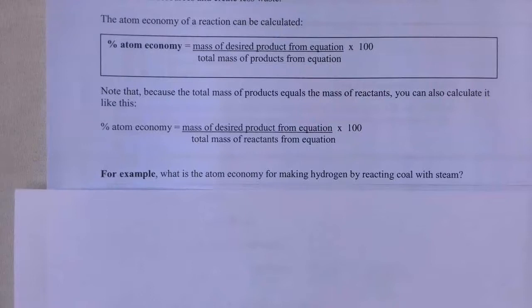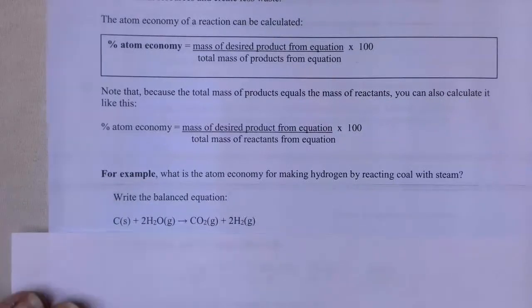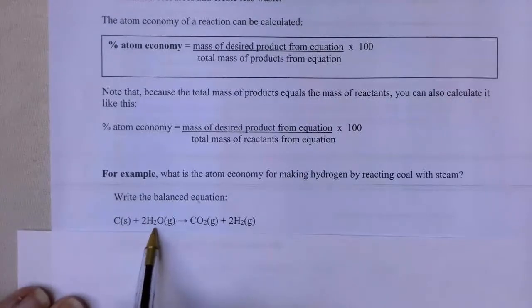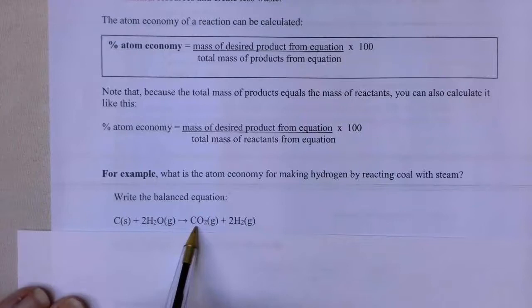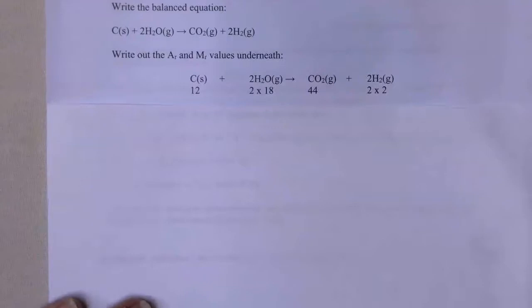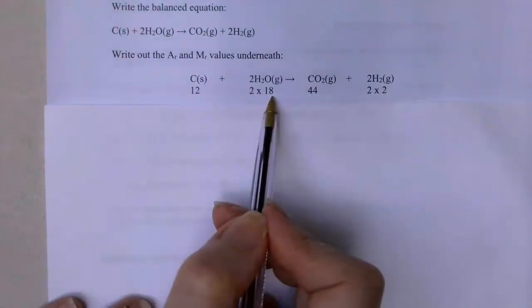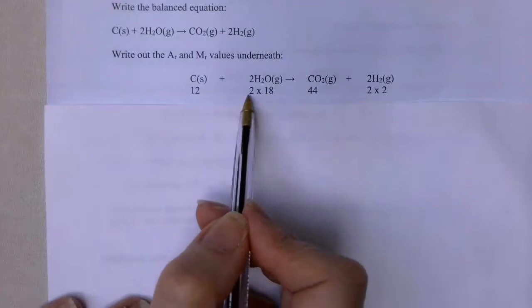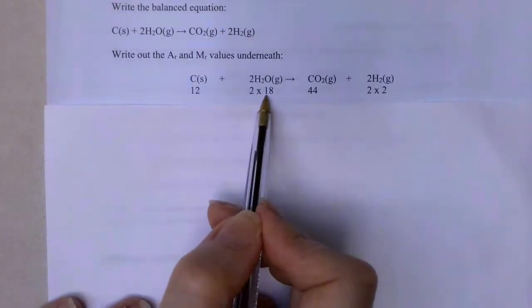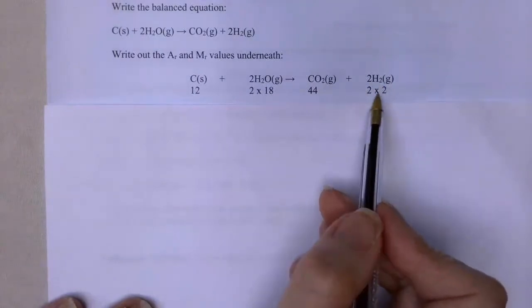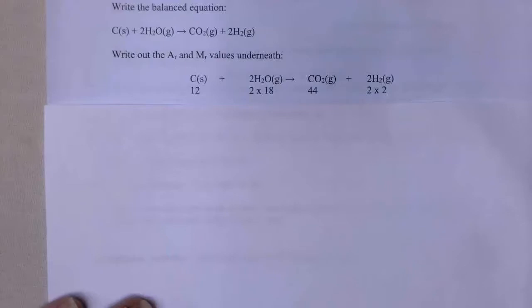Well, I need the equation, and I need to have a nice balanced equation. So I've got carbon, 2 waters, 2 steam, reacting to form 1 carbon dioxide and 2 hydrogens. So I'm going to write out my equation, and underneath it I'm going to write out either the RAM if it's an element or the RMM if it's a compound. And I've got 2 moles of water here and 2 moles of hydrogen. So I do need to use this balanced stoichiometric equation.